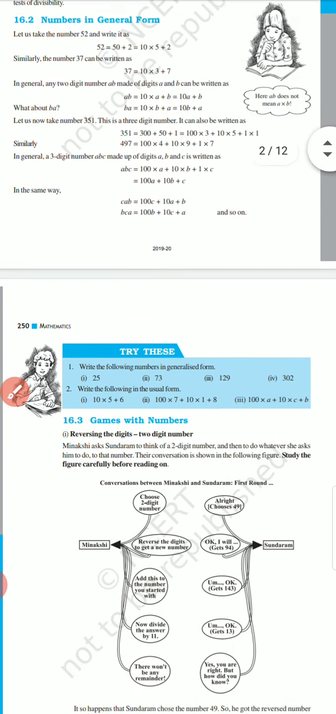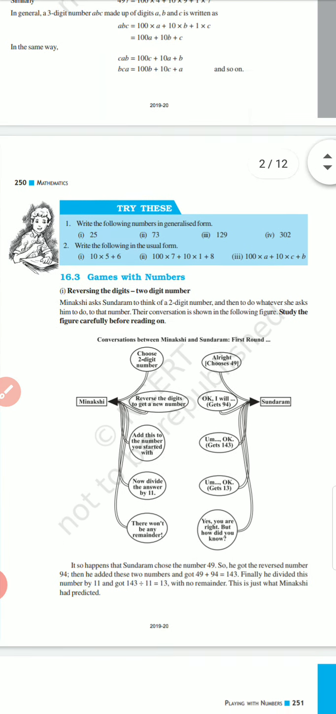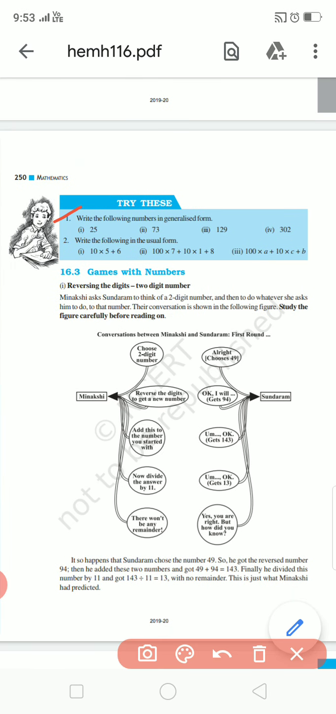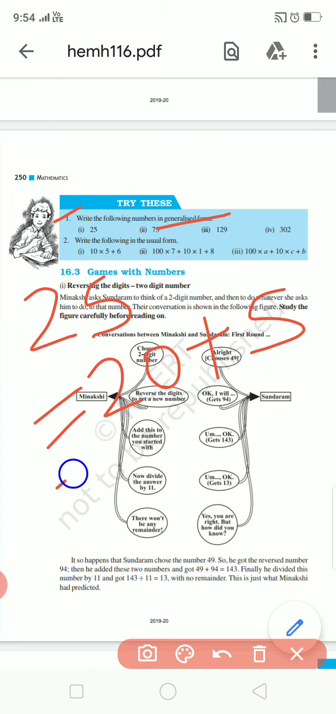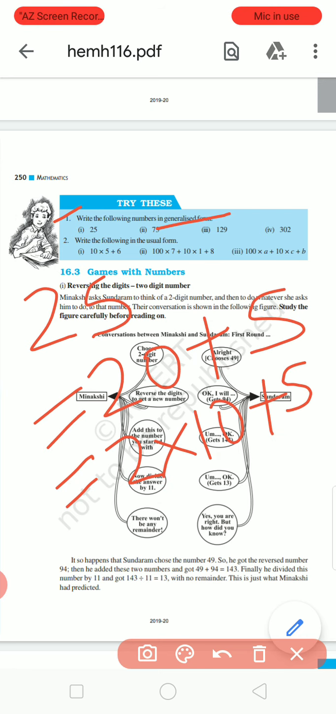Okay, so let us come to the Try These. Here you have 25 to write in generalized form. You can write 25 in the generalized form as 20 plus 5, and further on 20 can be written as 2 multiplied by 10 plus 5. This is the generalized form.